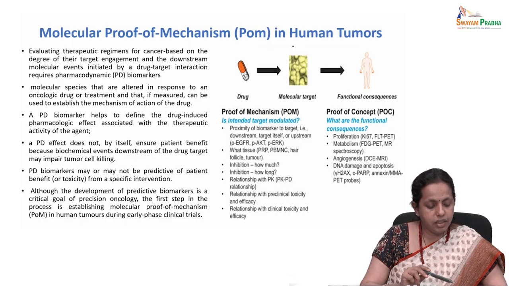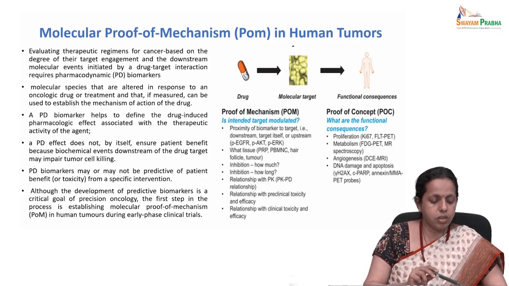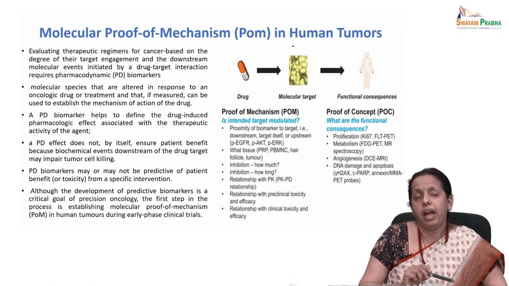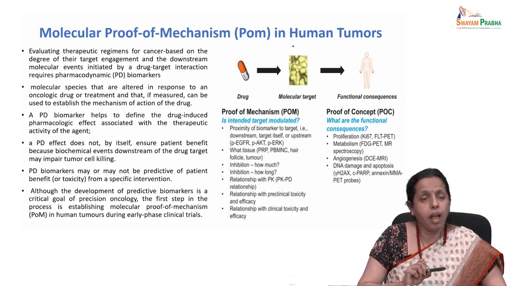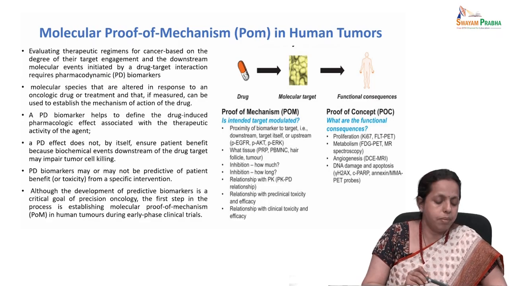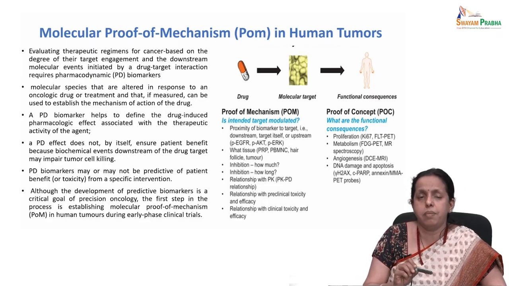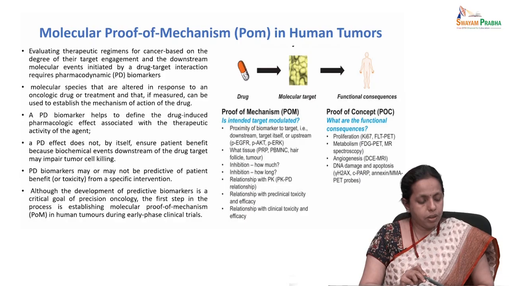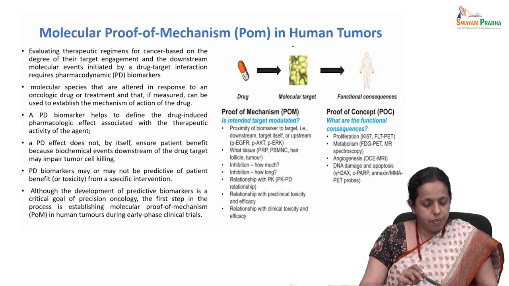A PD effect does not by itself ensure patient benefit, because biochemical events downstream of the drug target may impair the tumor cell. We just can't say that I have a drug, I have a marker, so I have totally mastered the tumor. No, as I said, it's a very intricate, very beautiful mechanism of cascade pathways. Maybe the drug is able to inhibit one point of action, but further downstream of the drug target it may not be very active. Your pharmacodynamic biomarkers may not be predictive of patient benefit from a specific intervention.